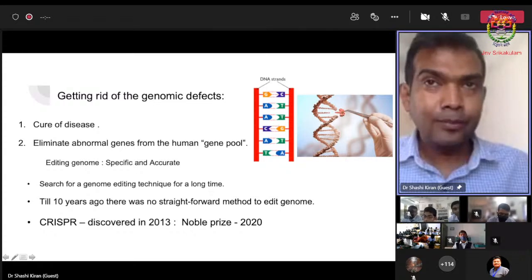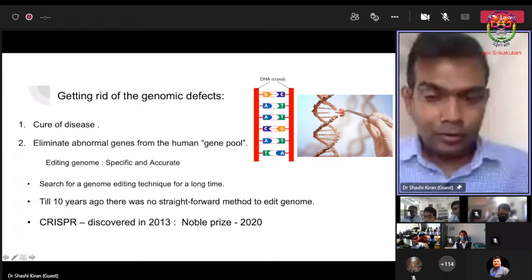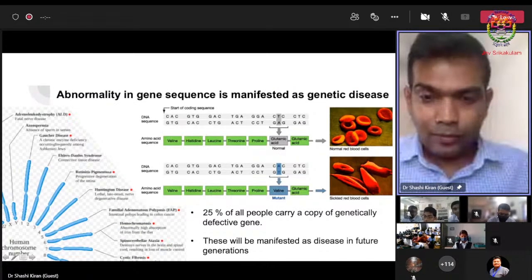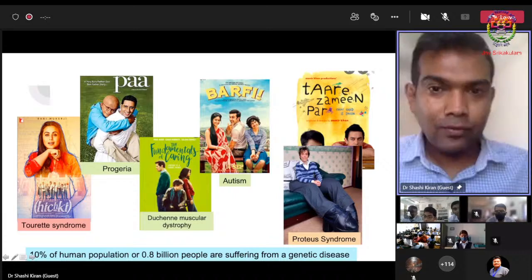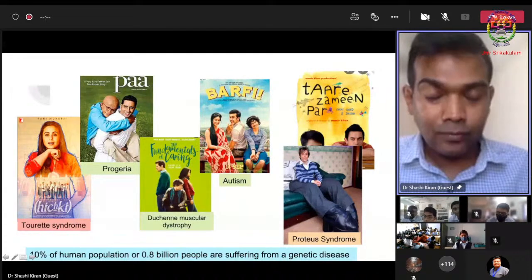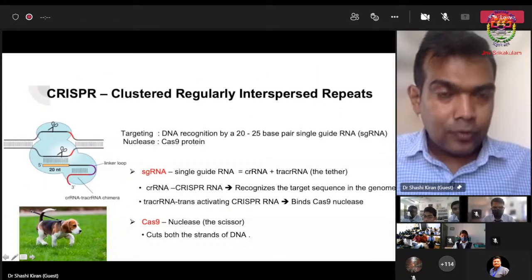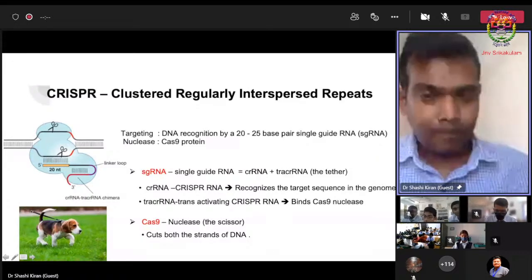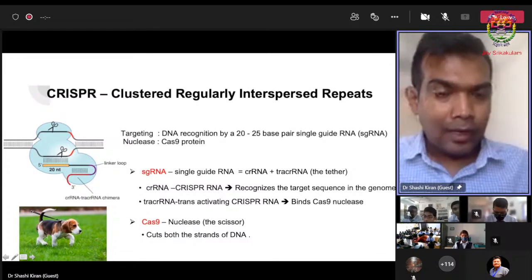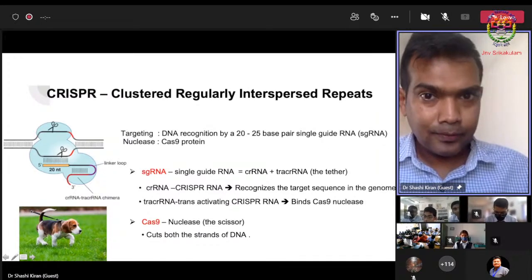And why did it make such an impact? Because of its potential, right? With this, we can correct these. We have a hope that someday we will be able to correct genes in these people. Okay, so I will give you a brief idea about what this technique is, and you can go ahead and contact me or read more about it.